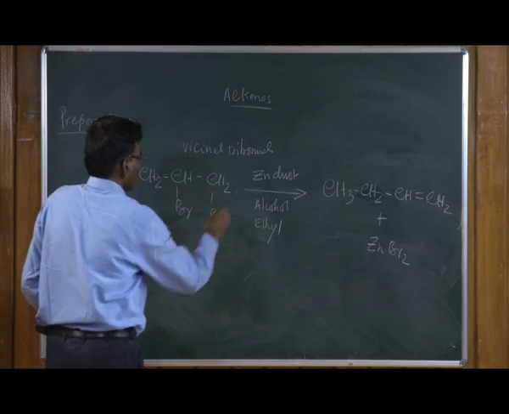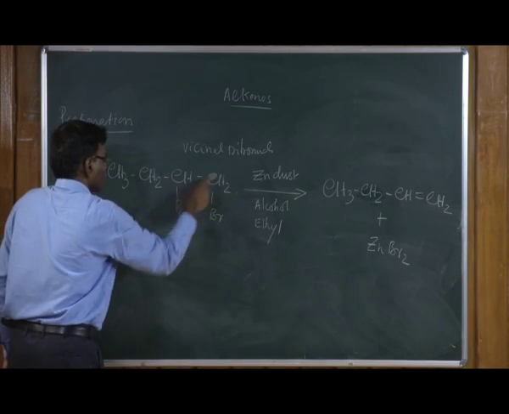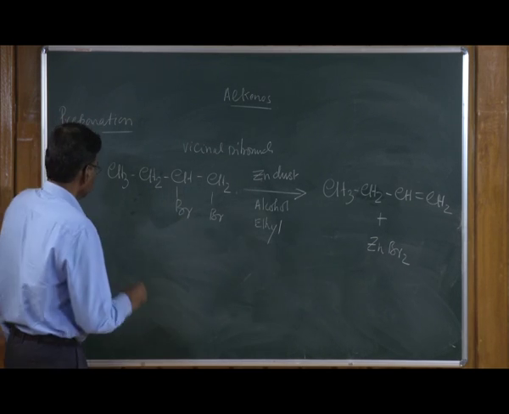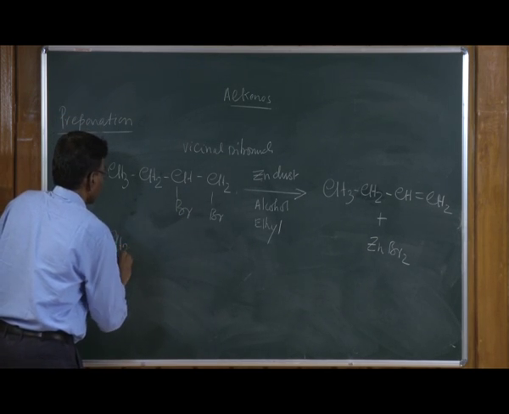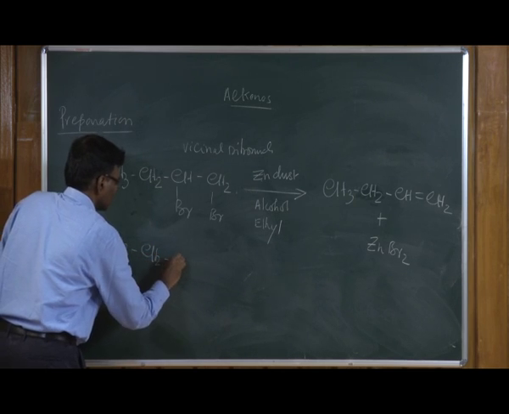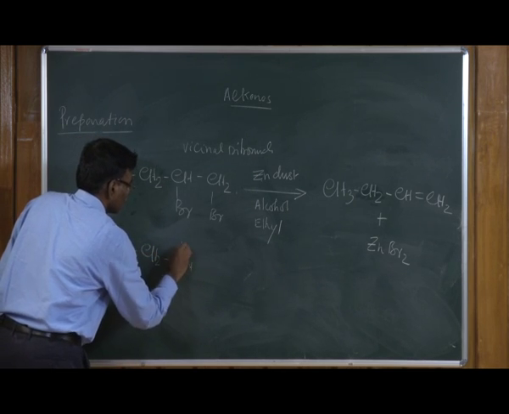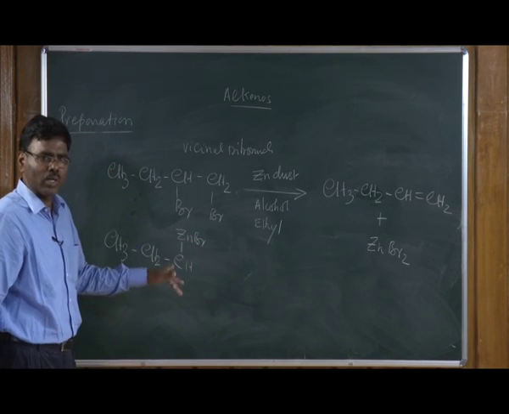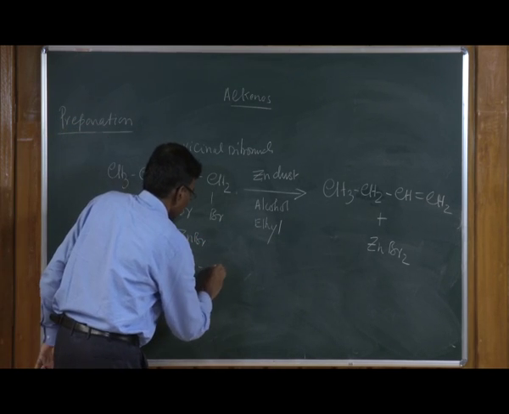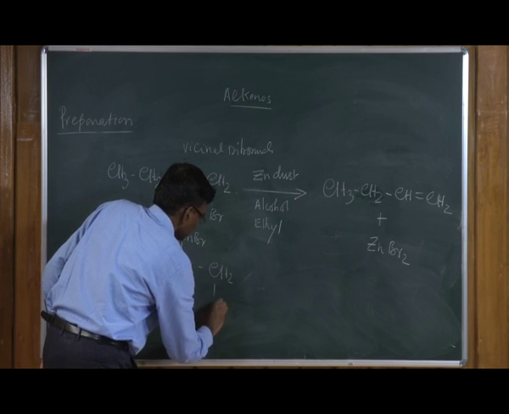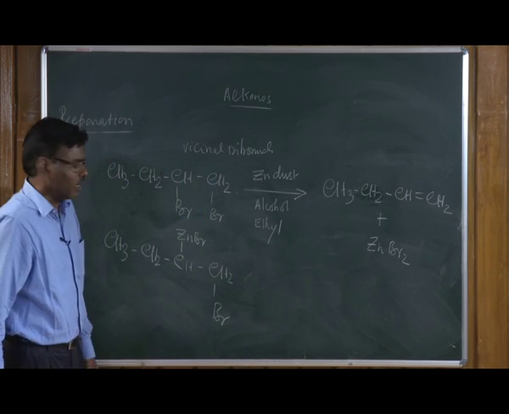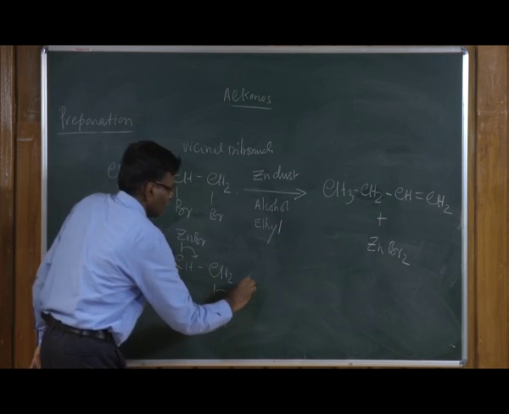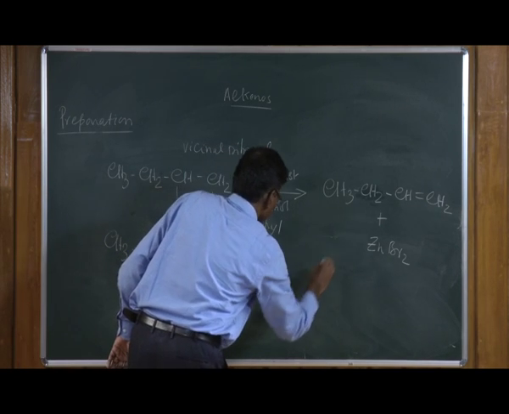How does the reaction take place? The zinc undergoes insertion between the carbon halogen bond. You first generate the insertion product, zinc is converted to zinc 2, and you have this intermediate. Once you have this one, this can undergo elimination to give the alkenes.